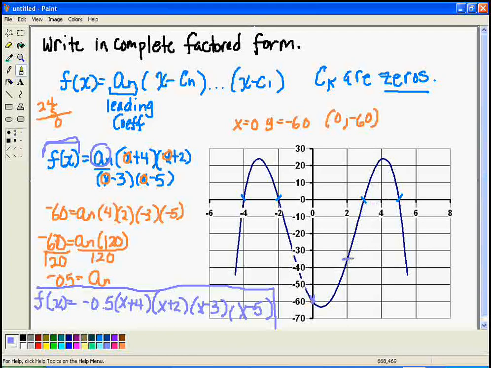I might have picked this point. I could have plugged in 2 for x, and I could have plugged in -35 if that's the right number, and I should have gotten the same number. I should have gotten a sub n to be the same answer. So it doesn't matter what point you pick off the graph as long as you can read it pretty accurately. That's how we determine the equation in complete factored form given the graph.